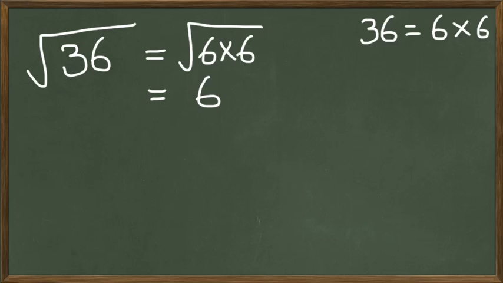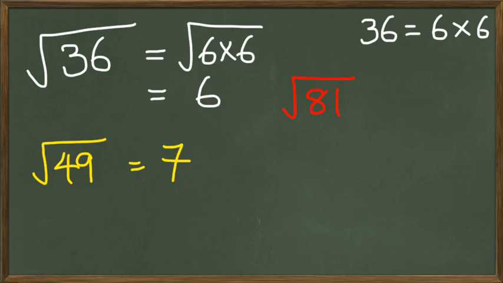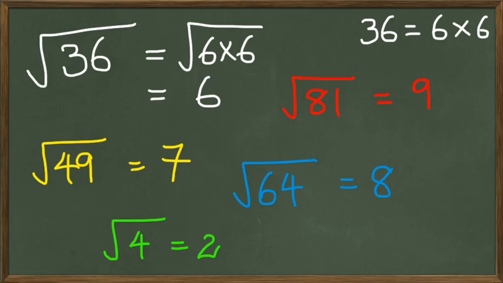which means the number that we're looking for is 6. So taking another example, if I take square root of 49, then that's going to equal 7. Or if I take square root of, let's say, 81, that's going to equal 9. Or if I take square root of 64, well, that's 8. And finally, let's take another number here, square root of 4, well, that's 2 times 2, so that's going to be 2.